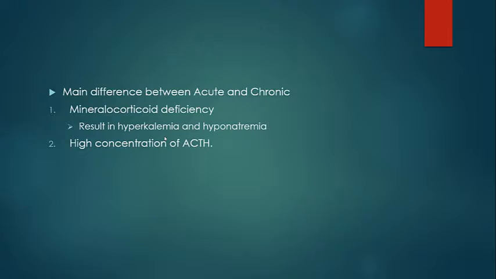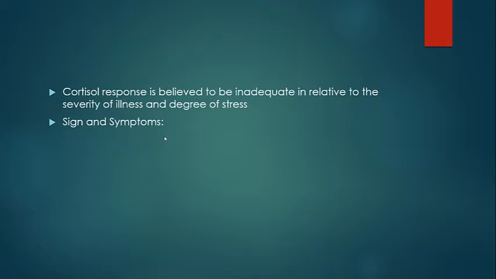And also with acute, we're going to have a high ACTH level. We do not measure it for diagnosis. It's mostly been done in the studies. But in chronic, it's usually low. Also, we need to keep in mind that the cortisol response is different or inadequate, and depends on the severity of the illness.